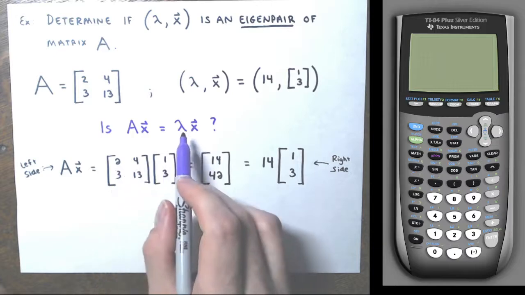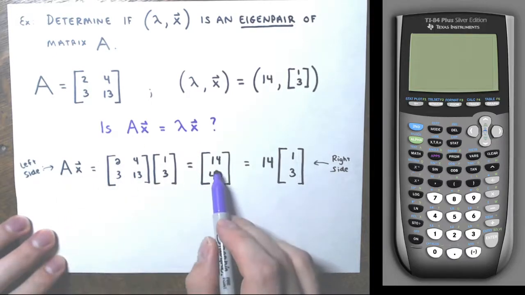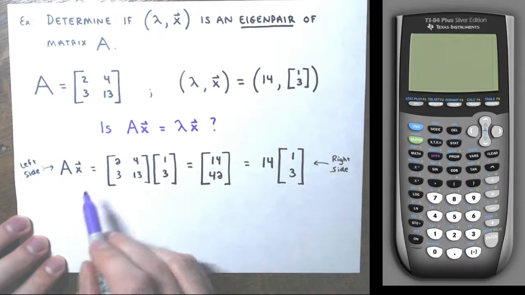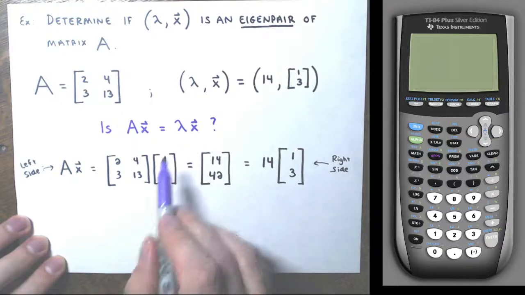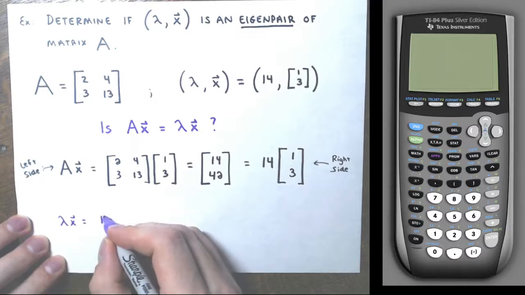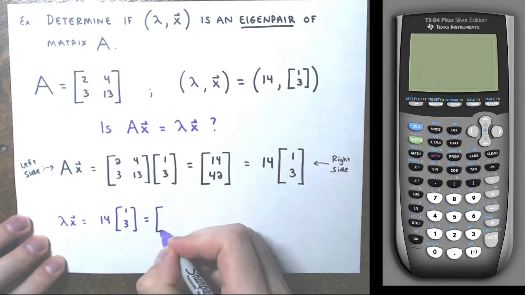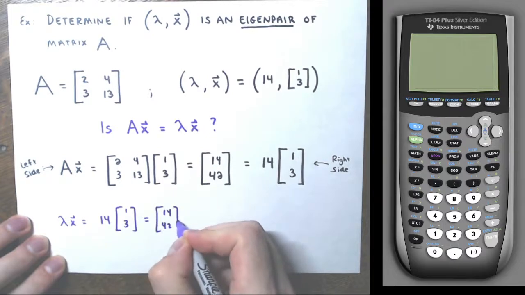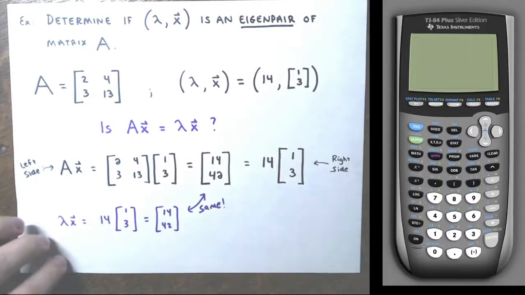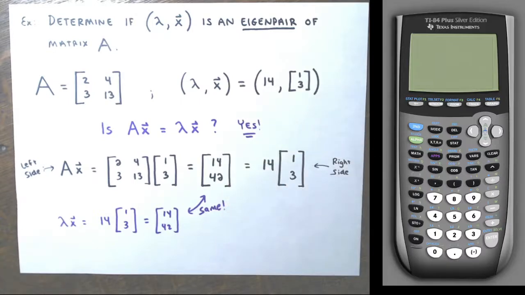Now you could have worked with these separately, said A times x equals the vector 14, 42, and then done the right side and said, all right, what's lambda times x? So that's 14 times 1, 3, and that's 14, 42, and they're the same. Oh my gosh, they are equal, right? So either way, the answer to that question is yes.